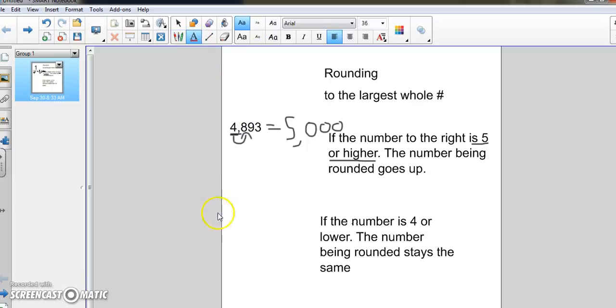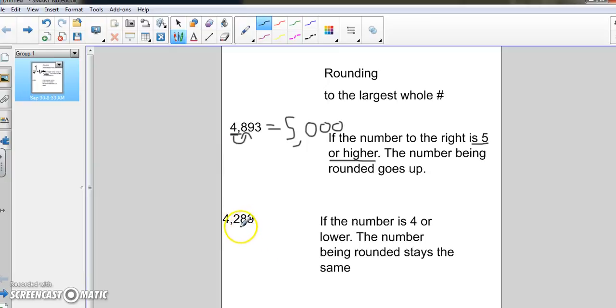Now let's say I had another number and it was 4,289. Now these two numbers over here, 89, are fairly large. But what number am I rounding? The largest whole number. So 4 is my largest whole number. Look at my number to the right and check my rules. If the number to the right is 5 or higher, the number being rounded goes up. The number to the right is not 5 or higher. If the number is 4 or lower, the number being rounded stays the same. Therefore, this 2 is 4 or lower, so this 4 stays the same, becomes 4,000. So everything else becomes 0 after I round my number.